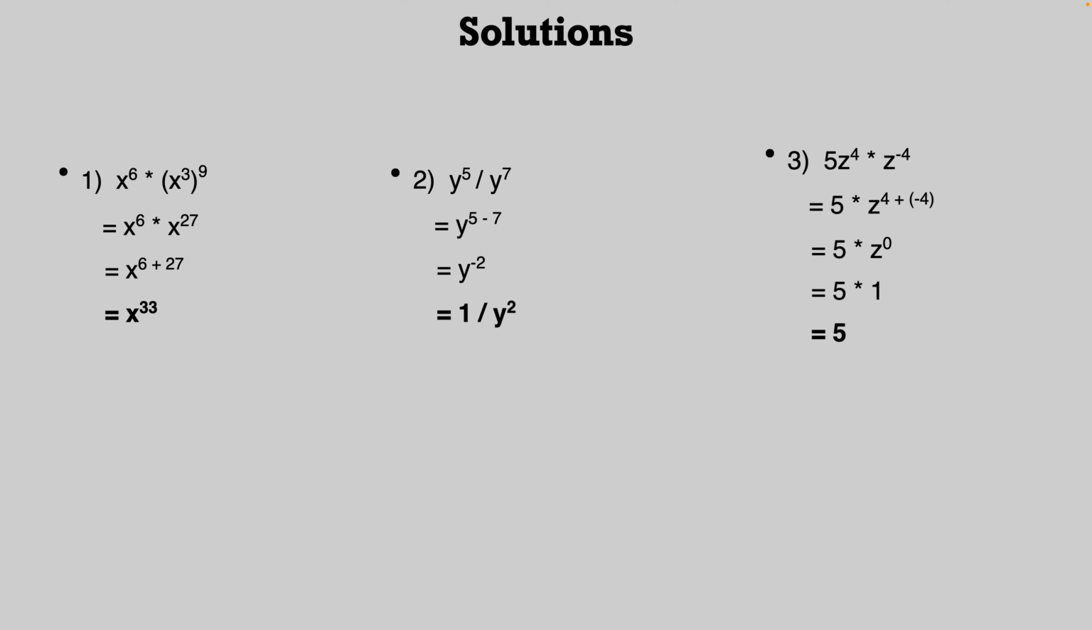And lastly is 5z to the 4th times z to the -4th. We know that when we have the same bases being multiplied together, we add the exponents. So we have 5 times z to the 4 plus -4, which simplifies to 0. And that means z to the 0th power is just 1, and that's going to leave 5 times 1, which is just 5. So we don't even have the variable in that one.